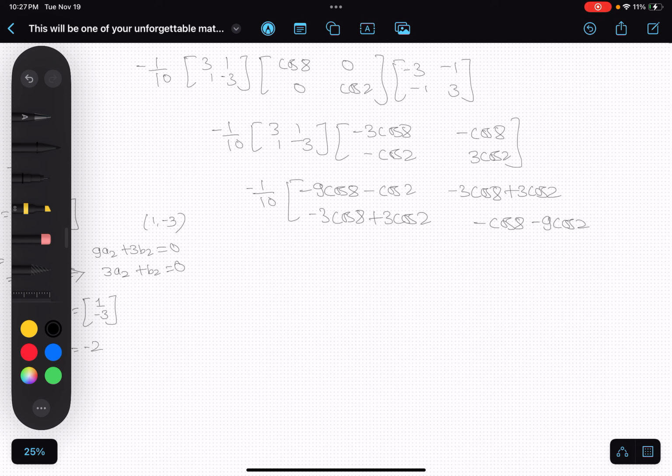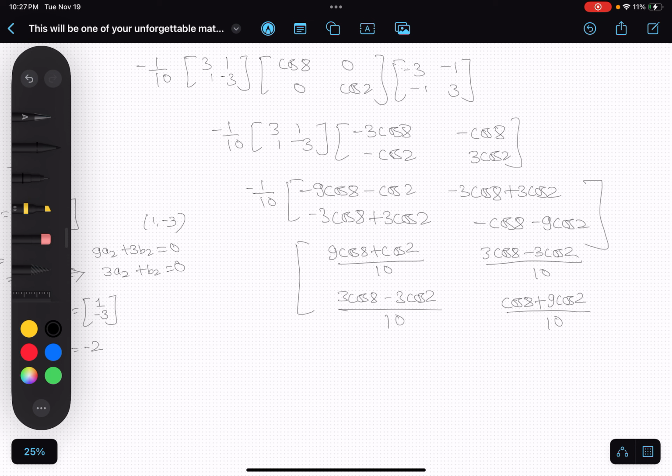Okay, so now again, if I multiply that by negative 1 by 10, that will just be 9 cos 8 plus cos 2 by 10, and then 3 cos 8 minus 3 cos 2 by 10, 3 cos 8 minus 3 cos 2 by 10, and this is cos 8 plus 9 cos 2 by 10.